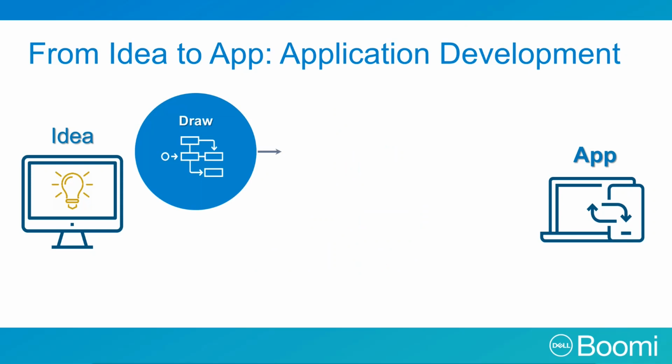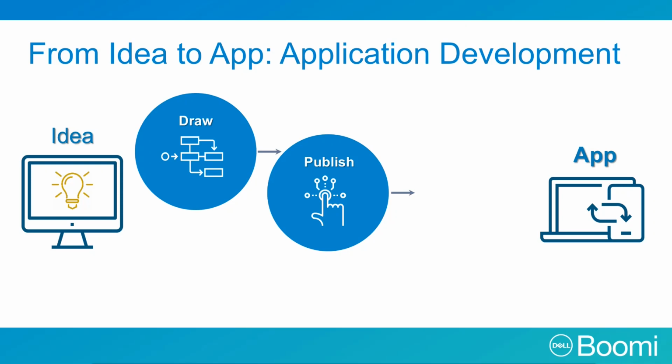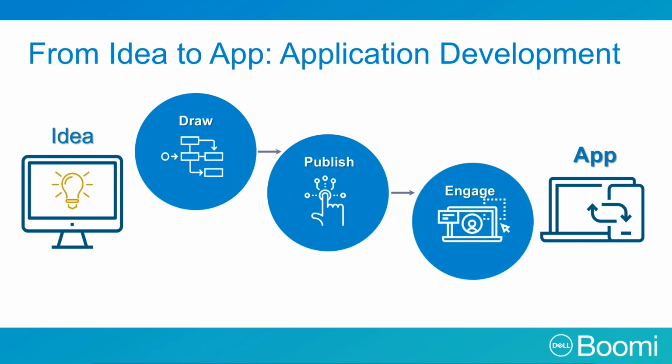The Draw feature of Boomi Flow allows you to model your workflow automation or business process management app with drag-and-drop tooling on the Boomi Flow canvas. Publish in Boomi Flow allows you to package all elements of your application and manage version control. Engage is the human element of Flow, where the user engages directly with your workflow or BPM app.